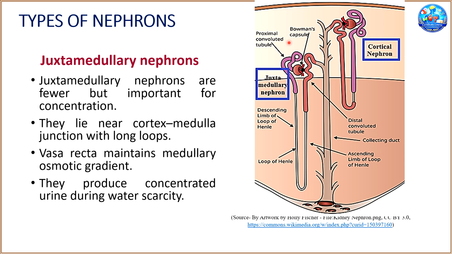Juxtamedullary nephrons. These nephrons are very few in number, while they play a critical role in concentration of urine. They are located near the junction of the cortex and the medulla, and they possess a very long loop of Henle that extends deep into the medulla. These nephrons are associated with vasa recta and are essential for maintaining the osmotic gradient in the medulla. This enables the kidney to produce concentrated urine, especially during conditions of water scarcity.